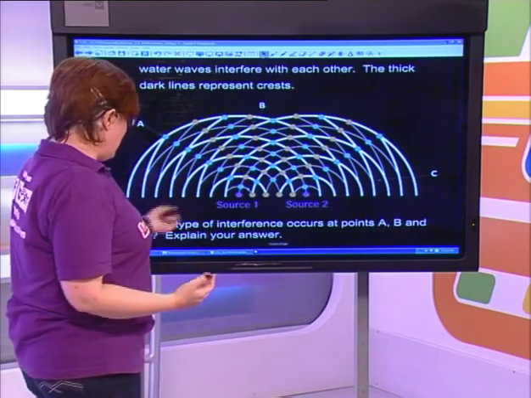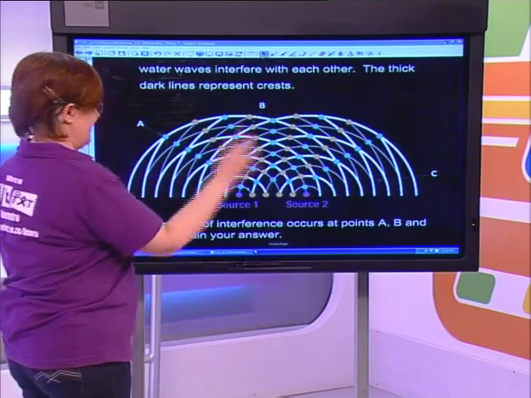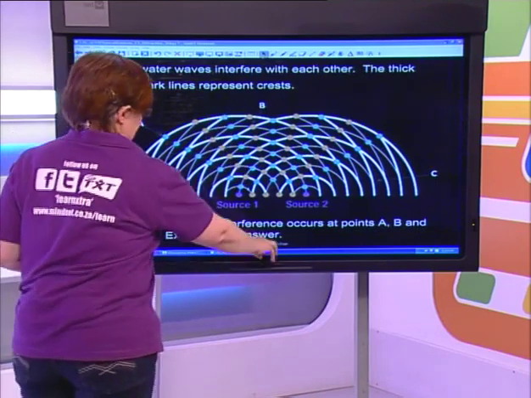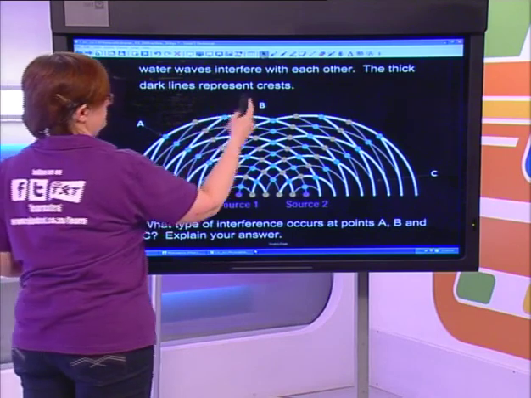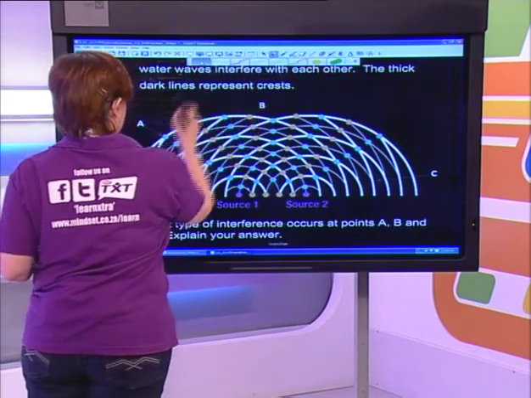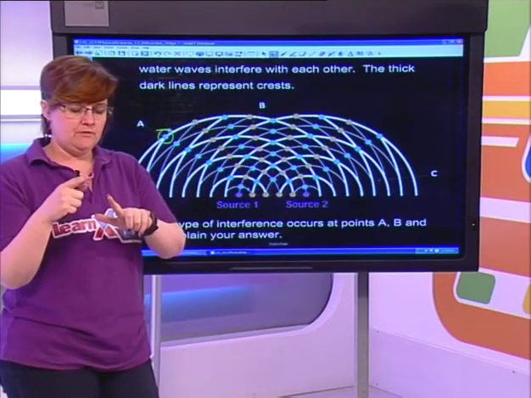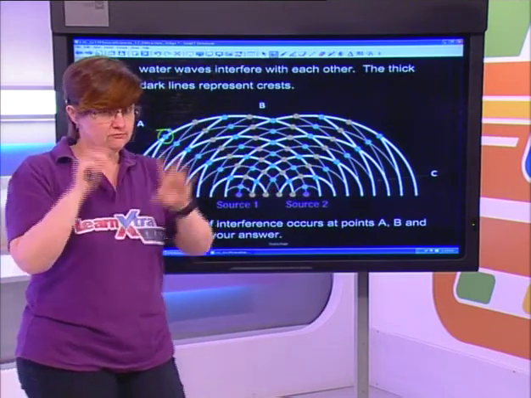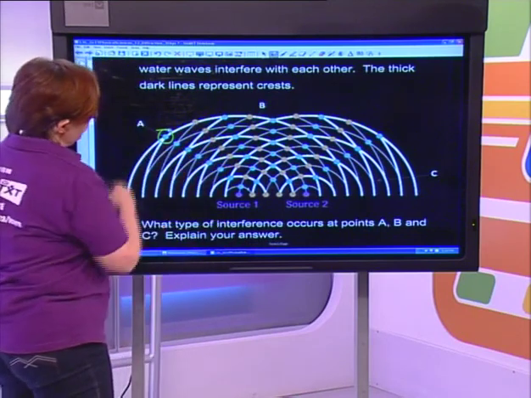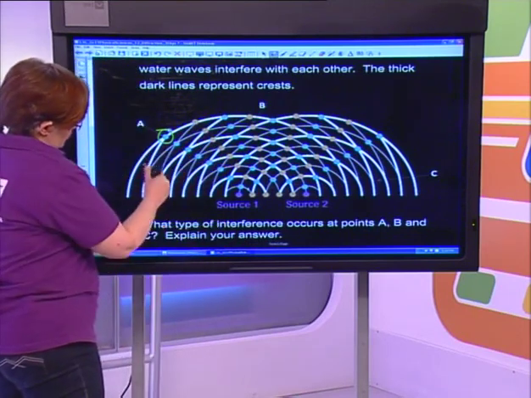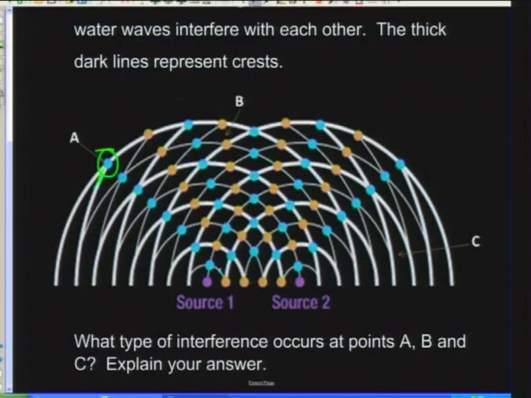And in fact, they now ask you what type of interference occurs at 3 different points. Point A is over here. Let me just mark it over here. It's one of those blue dots. So now we say to ourselves, okay, constructive interference happens when a crest meets a crest or a trough meets a trough. Destructive when a crest meets a trough. Let's see what happens, okay? So point A over here, we have a crest meeting a crest. So at point A, we have constructive interference happening.